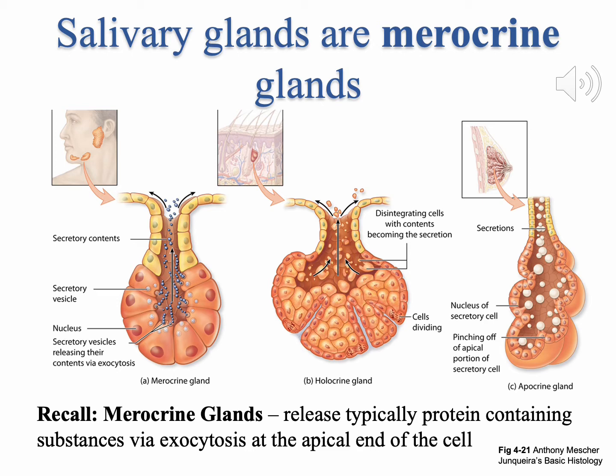And then lastly, we have apocrine secretion, and this is when products will accumulate in the apical pole of the glandular cell, and then a portion of the cell will actually pinch off into the lumen of the gland. This form of secretion is seen in mammary glands.